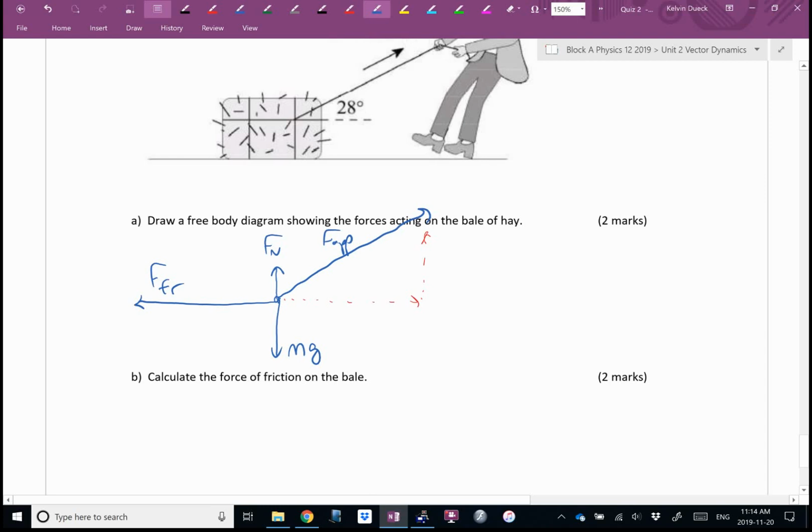So how many blue lines did I draw? How many marks is this question worth? 2. I will give you a half mark for drawing mg, a half mark for drawing F applied, a half mark if you drew the normal force shorter than mg, and a half mark if you drew friction about the same length as the horizontal component of your applied force. That's what you need to do to get 2 out of 2.